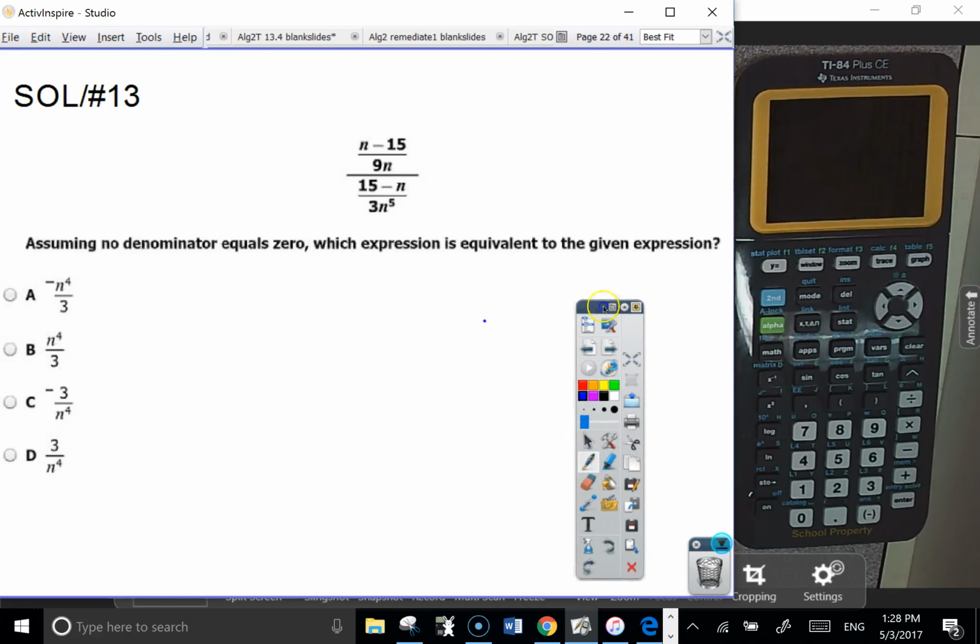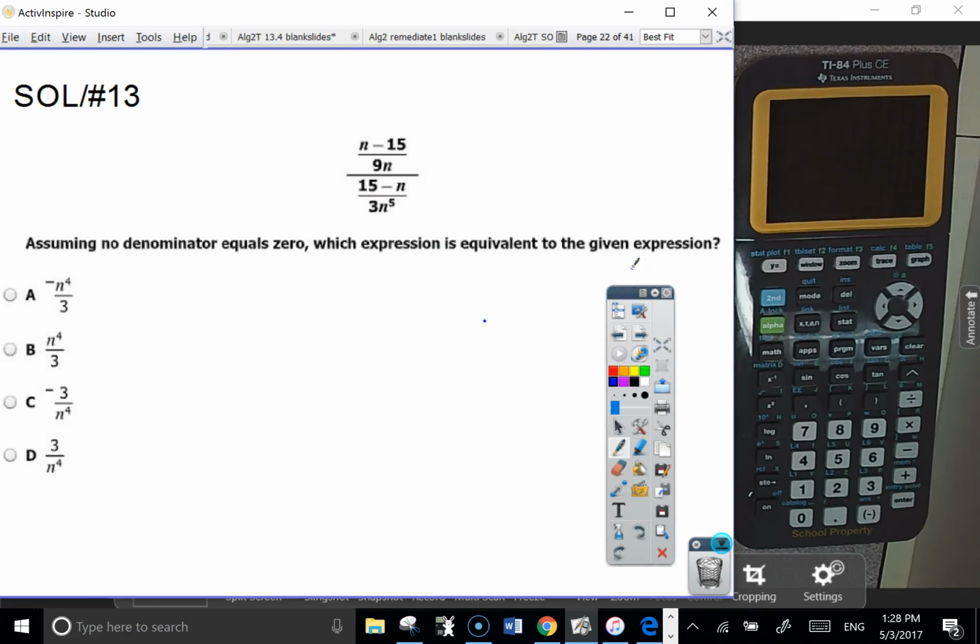Okay, so here's 13. Remember 13, when you have fractions inside of fractions, that's called complex fractions. Okay. So how do you divide by fractions? You flip and multiply, right?